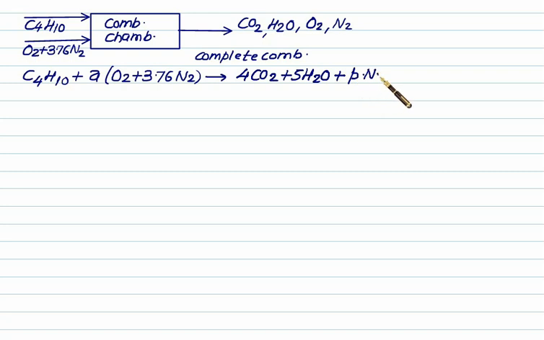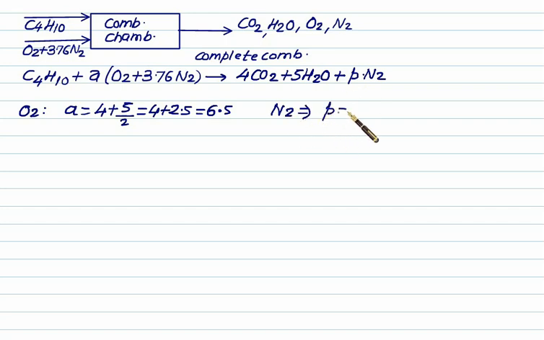So this reaction we can write down very quickly. We'll just compare here. Carbon is already balanced. Hydrogen is already balanced. We have to just balance the oxygen. So only in one step we can find out the theoretical air fuel ratio. O2 on the left is A. Here we have O2, this is 4, and here we have only O, so this will be 5 by 2. We have 4 plus 2.5, that will be 6.5. Secondly, we'll balance for nitrogen, and this value of P will be equal to A multiplied by 3.76.